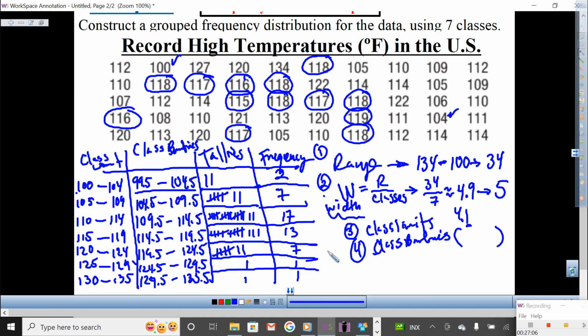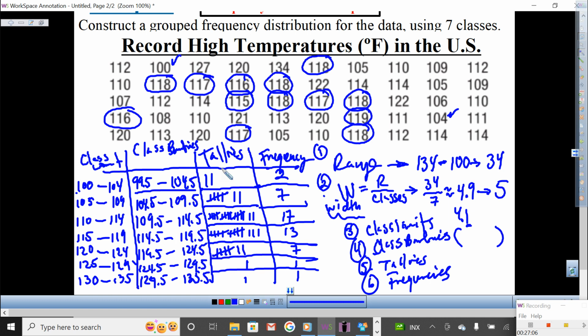Okay? From 1 to 5, how comfortable are you building these tables? Yeah? 5, 5. We got this, right? So steps after class boundaries would be number 5, tally. And the last one, number 6, frequency. Because from here, then we can actually make our graphs, right?